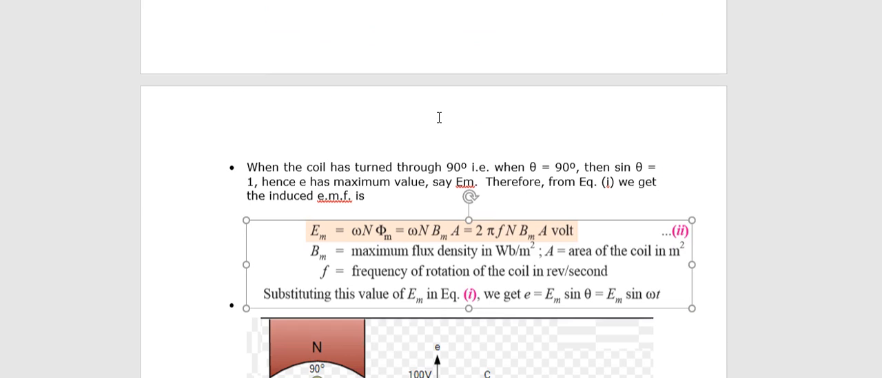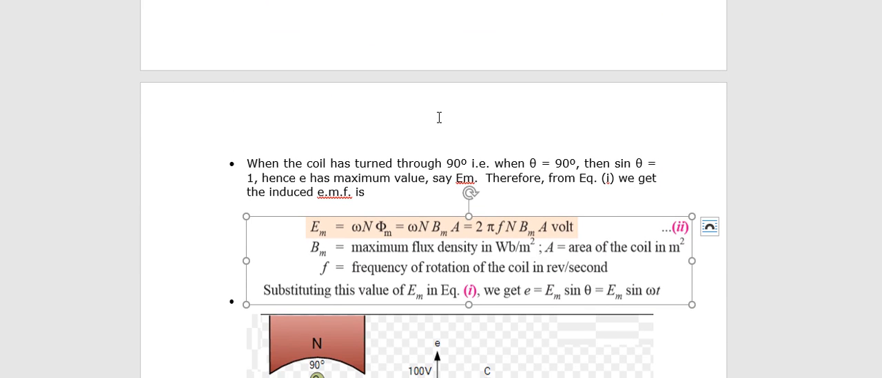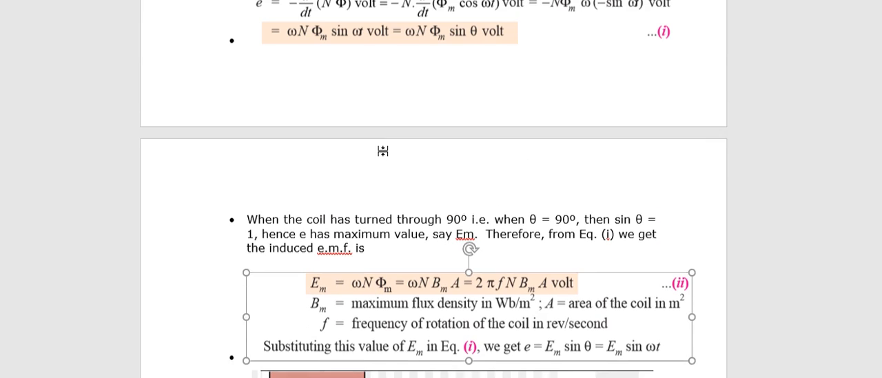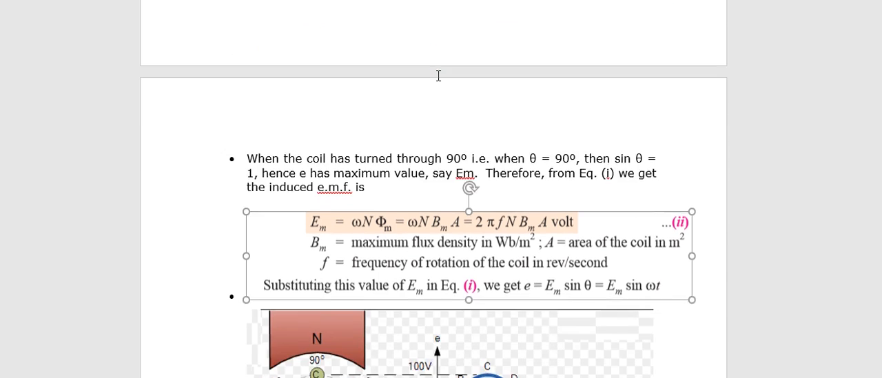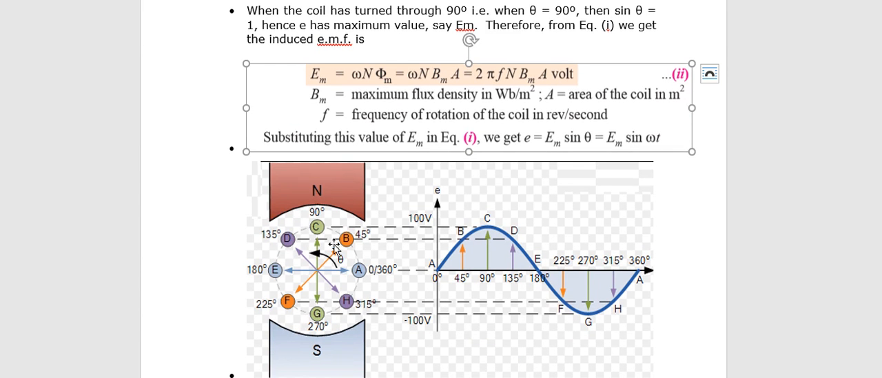When this coil is rotated to 90 degrees, what happens? Substitute theta equal to 90 degrees here: EMF equals omega n phi m into sin 90, that is 1. That means when sin theta equals 1, maximum EMF is generated in the circuit. When the coil turns to 90 degrees, maximum EMF is induced in the circuit.